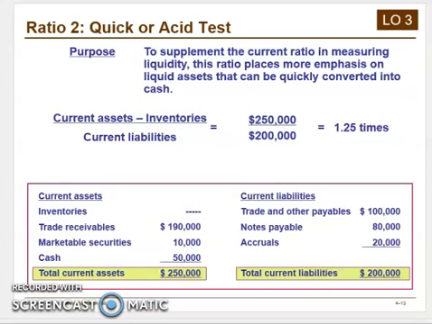So because it's not easily converted to cash, they take the inventory amount out when they calculate the quick ratio. So it's current assets minus inventories divided by current liabilities. So it would be our 250, which was our 400 minus the 150 for the inventory, divided by 200. And that gives us a ratio of 1.25 times.